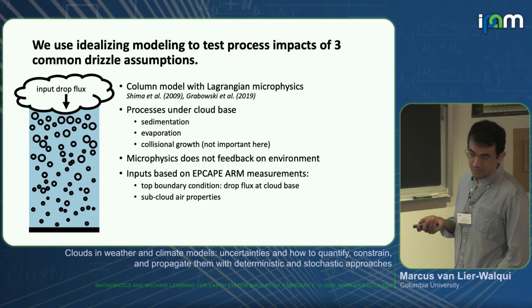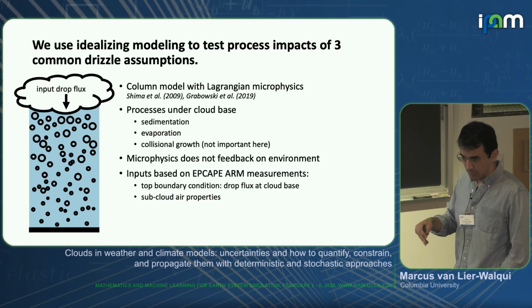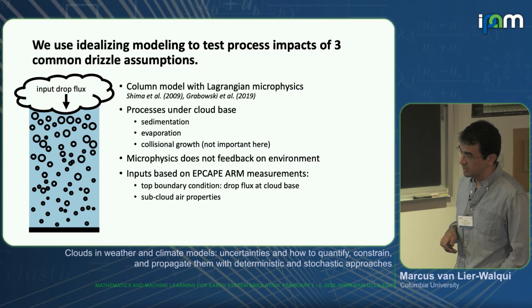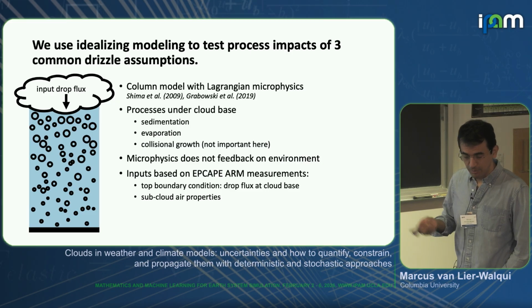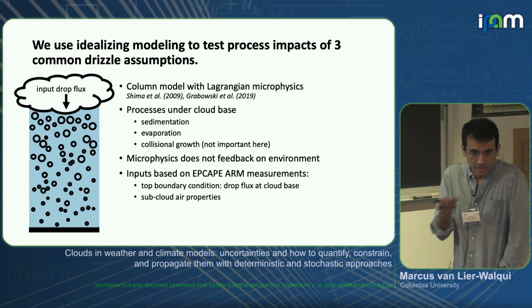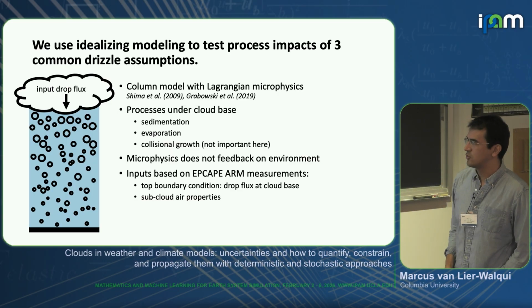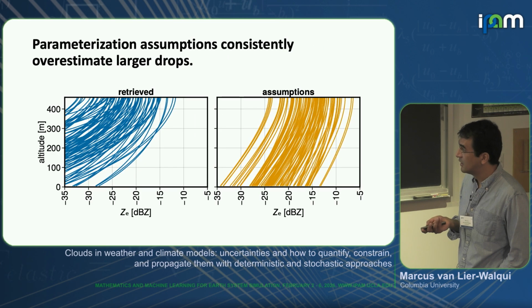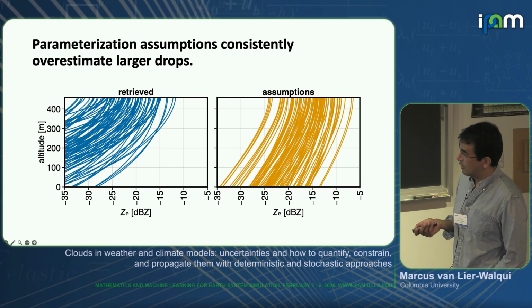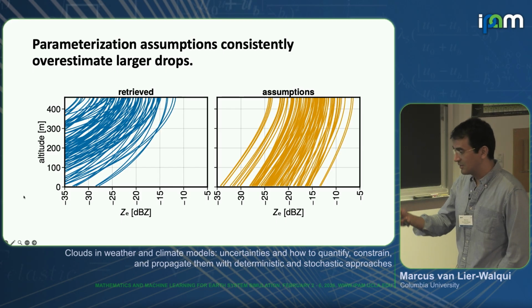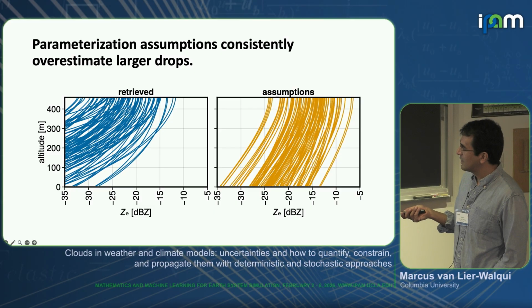Does it matter? One of the things Kate does is take these retrieved distributions and plug them into a Lagrangian microphysics column model to look at the processes that are happening. When we're looking at sedimentation of these droplets, when we're looking at evaporation of these droplets, do those assumptions matter? They do matter. If we just use the distributions, the evolution looks like this. This is reflectivity and altitude. The reflectivity is decreasing as these things evaporate. But if we make the assumptions that most models make, we get something completely different.